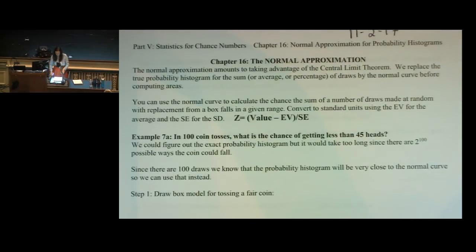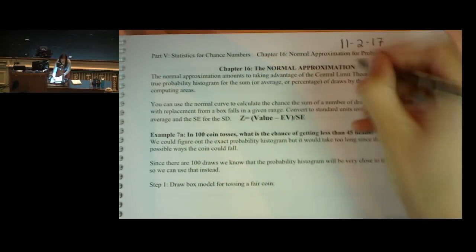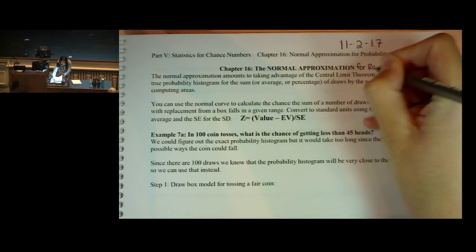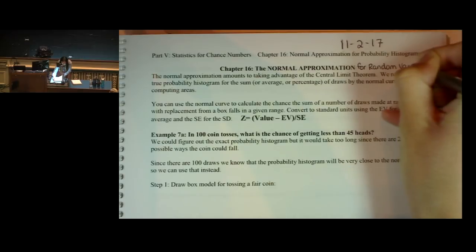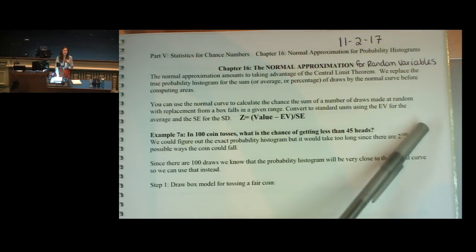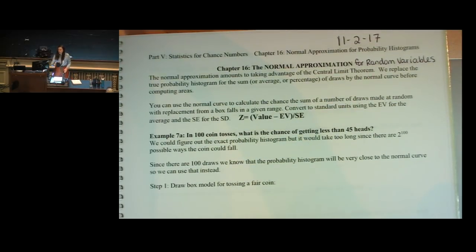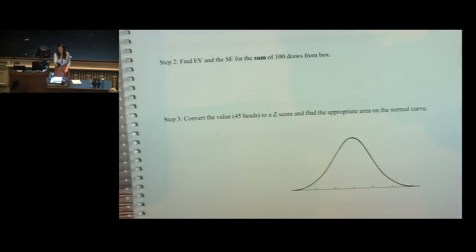Okay, we'll start with this. This is the second part of the probability histograms chapter. What are we doing? This is called the normal approximation, except now this is the normal approximation for random variables. So we're going to go back to basically chapter 5 and do the same thing we did there. It says right here that we can use the central limit theorem and then use the normal approximation. Basically, if our n is big enough, we don't have to draw a probability histogram. We can just use the normal curve as the probability histogram. So that's what we're going to do.